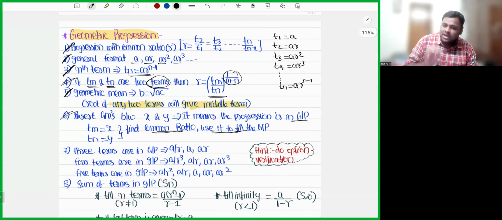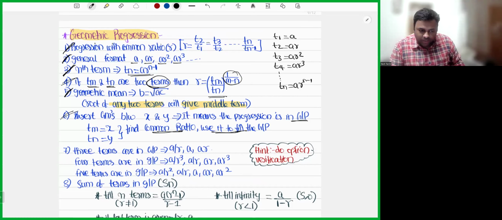So my dear friends, let's continue. In the last session, we have seen arithmetic progression and some points in geometric progression. Today, we'll complete everything related to geometric progression. And after that, we will see some questions which are a little critical.